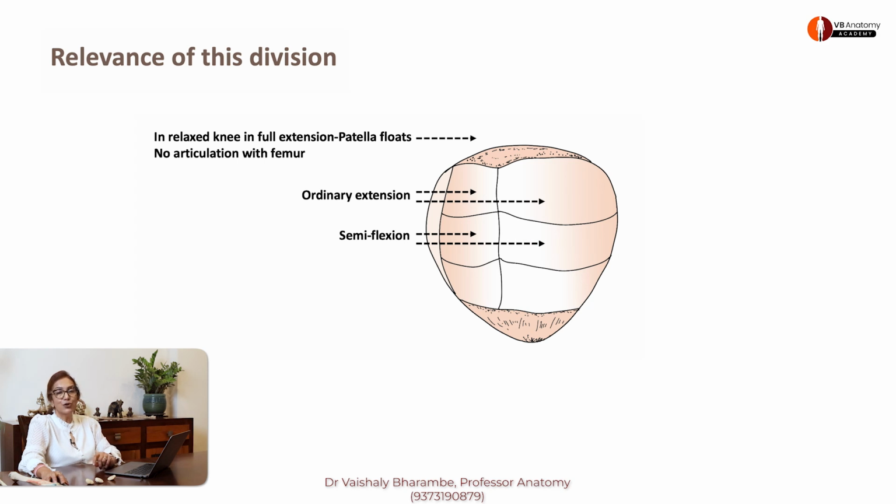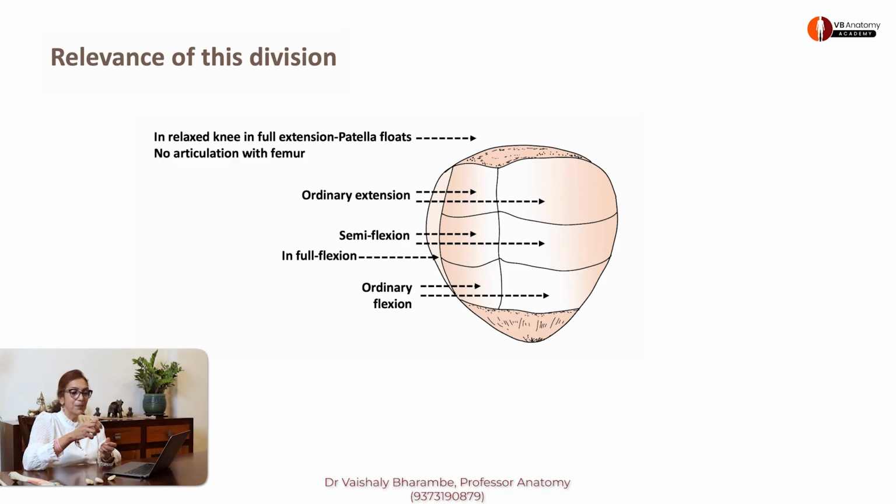When you semi-flex your knee, the middle facets are articulating with the femur. When you very much flex your knee, the lower facets are articulating with the femur. And if you complete your flexion, then the medial most part of it is articulating with the femur. Okay, for doing this, you must perform these actions and palpate your patella simultaneously. You will find yourself understanding this much better.